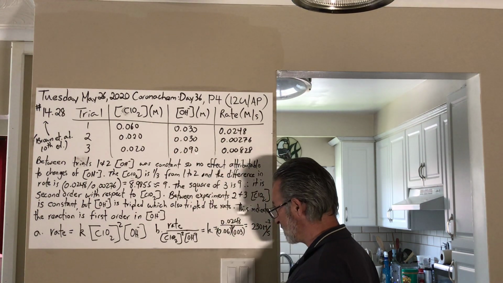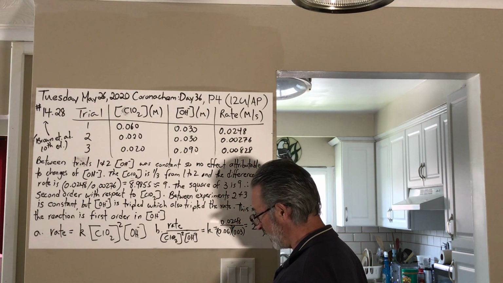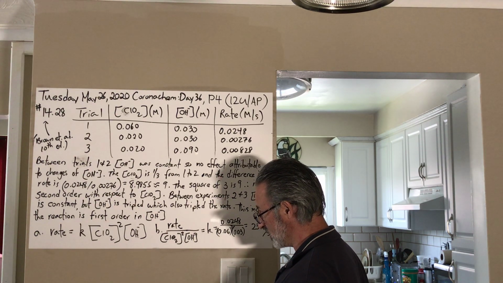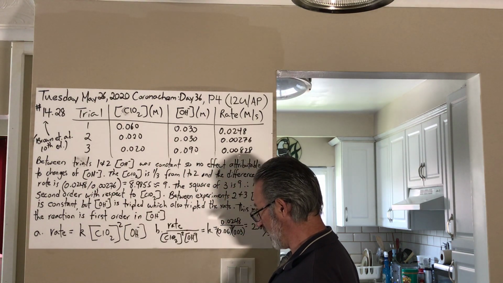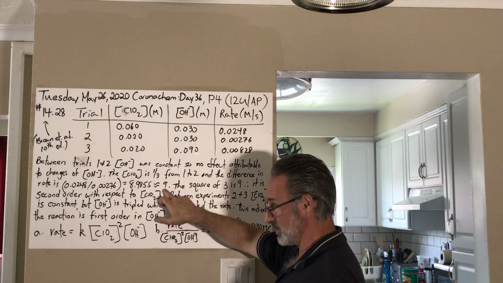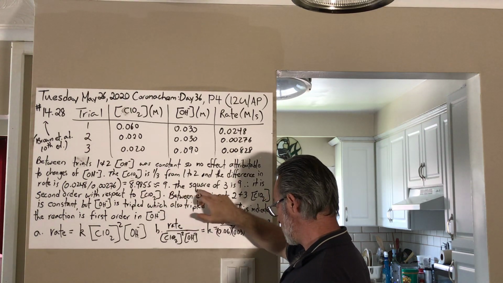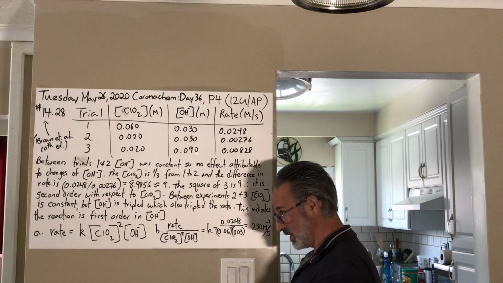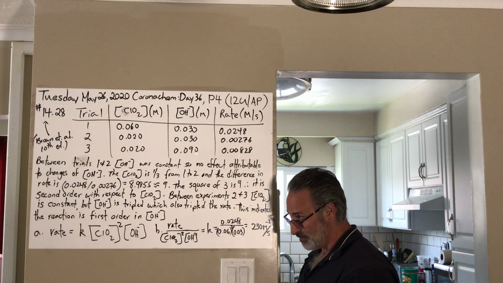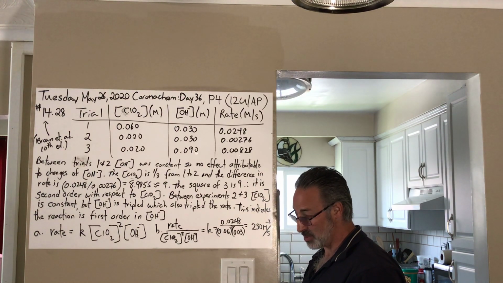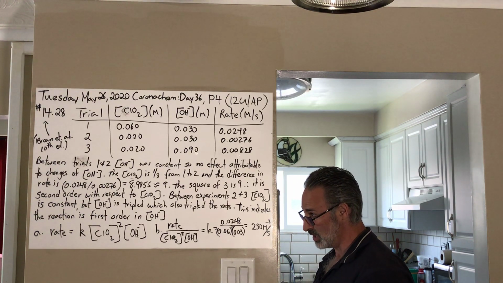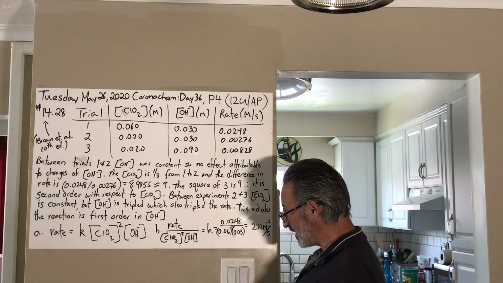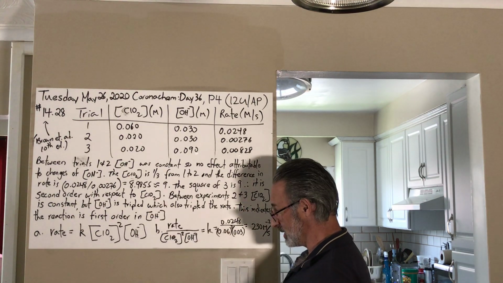So the chlorine dioxide is 1/3 from 1 to 2, and the difference in rate is from 0.0248 to 0.00276. If you take a proportion out of that, you get 8.9855, which is pretty close to 9. It is essentially 9. So the factor of 3 gives 9, which indicates that the concentration is being raised to the power of 2. So it means it's second order with respect to chlorine dioxide.